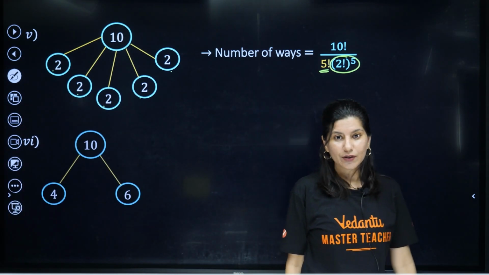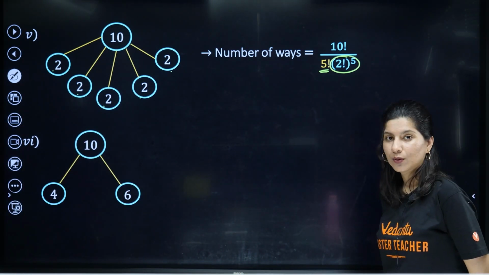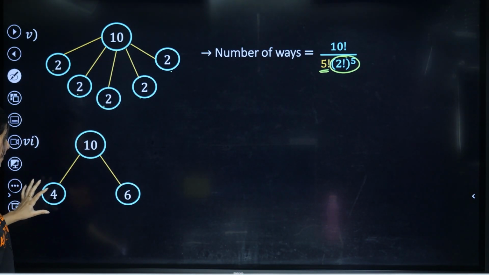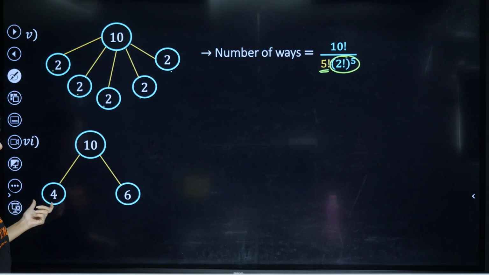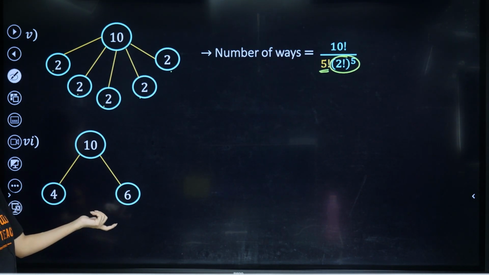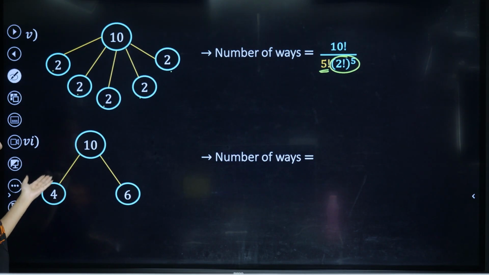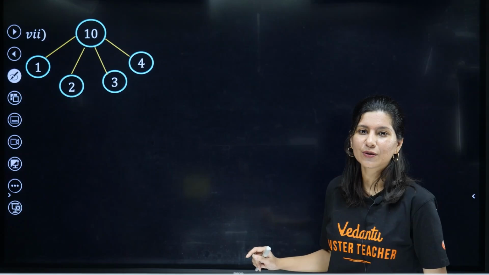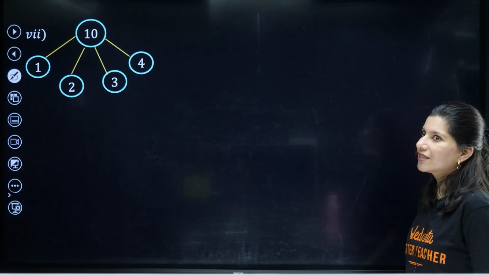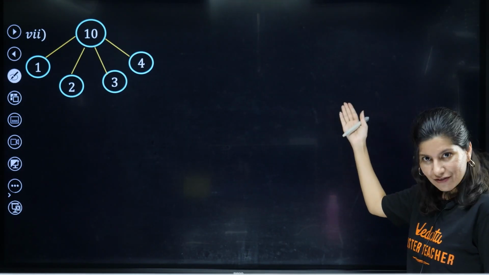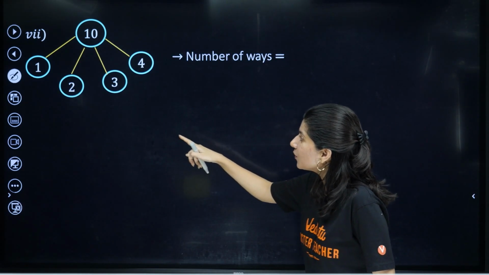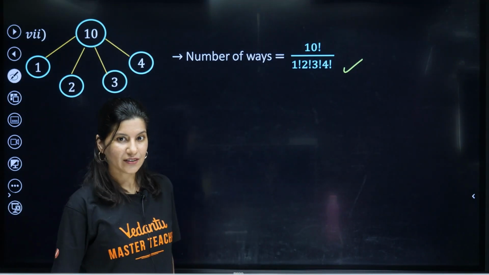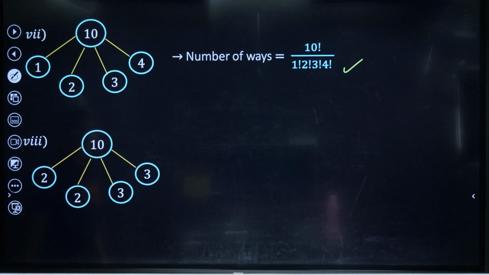Okay, all right, clear. Now 10 things are there that can be divided in such a way that one group is having 4 and one is having 6. Again, this is very simple: 10 factorial by 4 factorial, 6 factorial. Very easy. So I guess this is also done. And the next, again not very difficult. This is 10 factorial by 1 factorial, 2 factorial, 3 factorial, 4 factorial. Right? Correct.